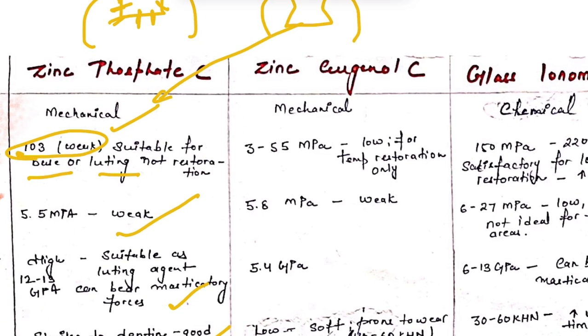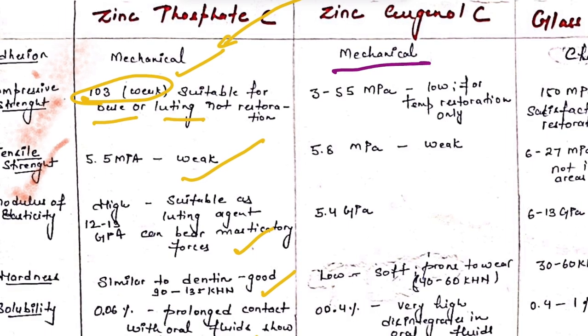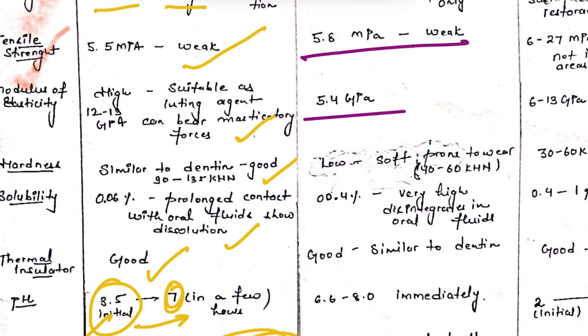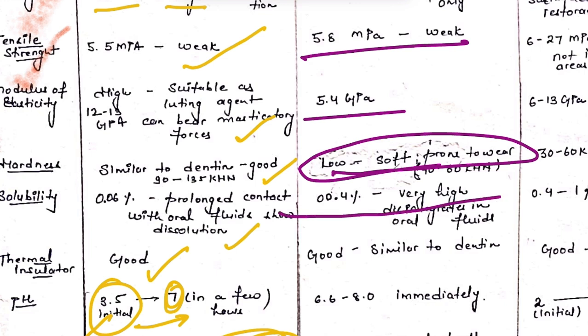Coming to the properties, the adhesion is mechanical, like zinc phosphate. The compressive strength is weak again, and it is way weaker than zinc phosphate. Tensile strength, again weak. Modulus of elasticity is somewhat lower, and it can't bear as much masticatory force as zinc phosphate. Hardness is low, so it is prone to wear off. It is not as hard as dentine, it has inferior properties.